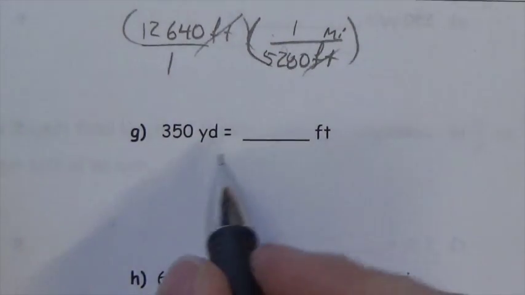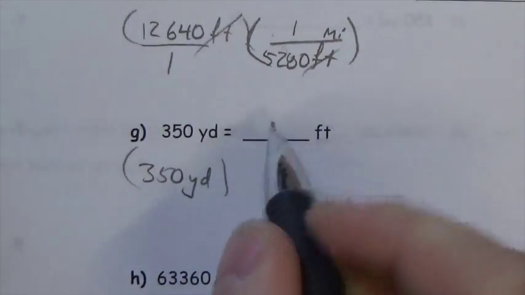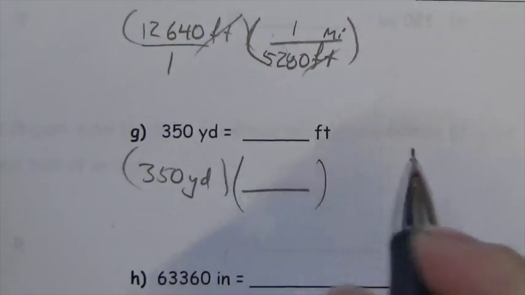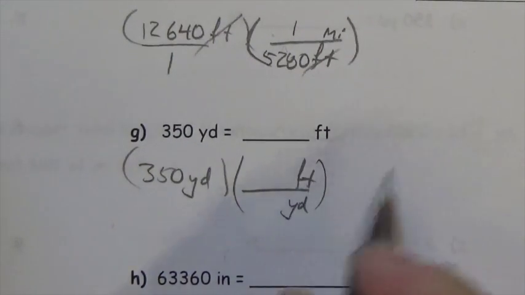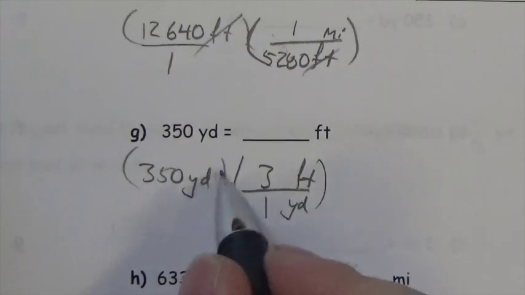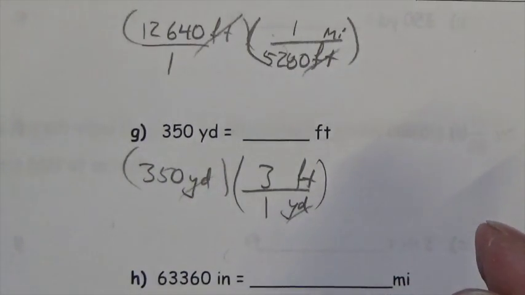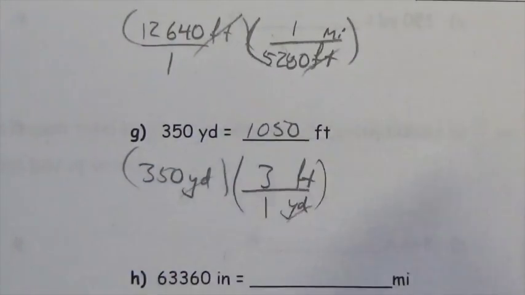350 yards to feet. Actually, this is a pretty straightforward one. Okay, because the conversion here is actually quite nice. I want to put yards in the denominator, feet in the numerator, because I want the yards to cancel. And I know that 1 yard is 3 feet. So that's really just going to be 350 times 3, or 1,050 feet.